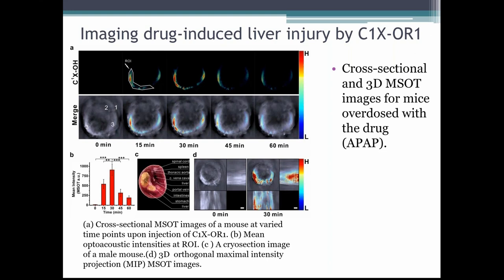It can be seen from these images that for mice treated with APAP, the MSOT signal gradually increased within 30 minutes. By referring to a cryosection image of the mice, it's clear the signal is in the liver region. Then MIP images were obtained through Z-stack rendering. In these MIP images, the overall picture reflecting the injured liver is clearly visualized, and one can find that the volume of the injured liver is quite large.